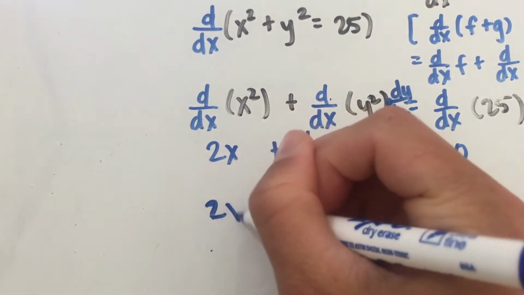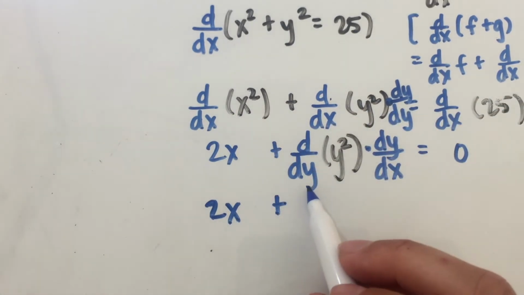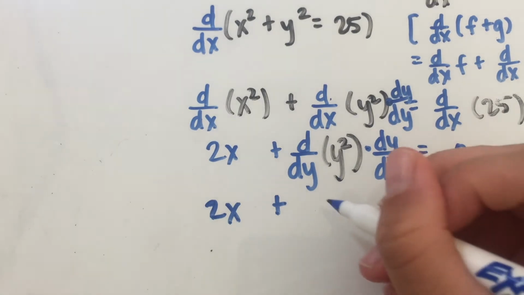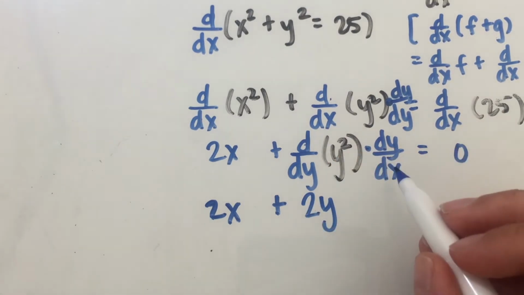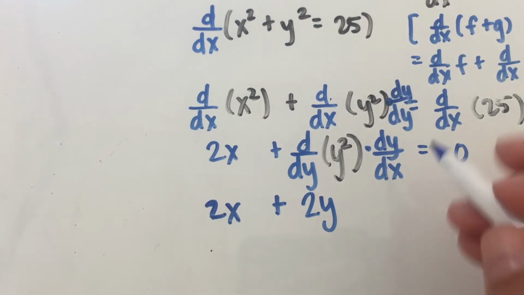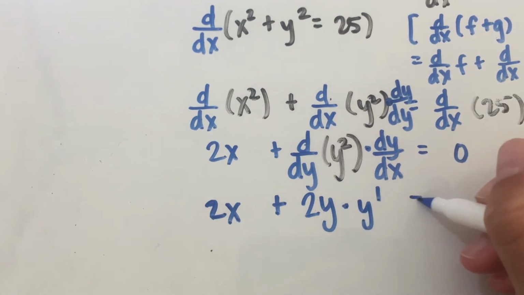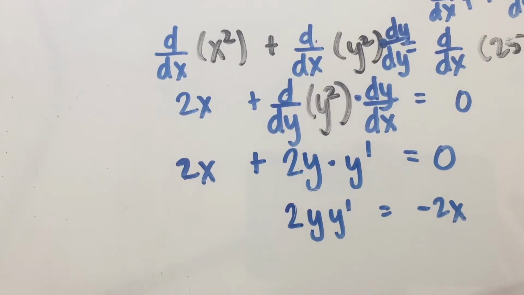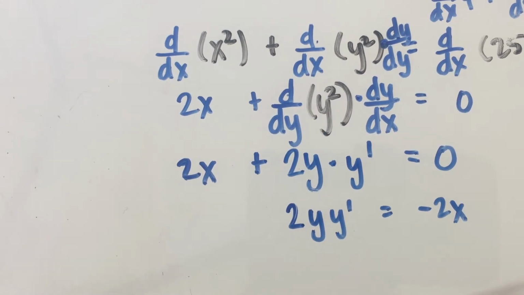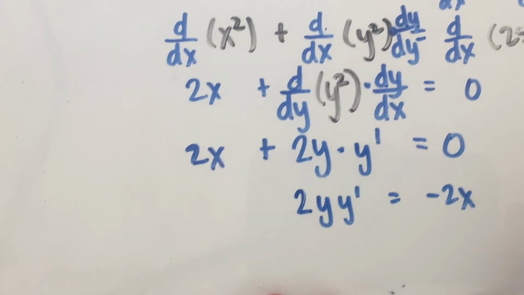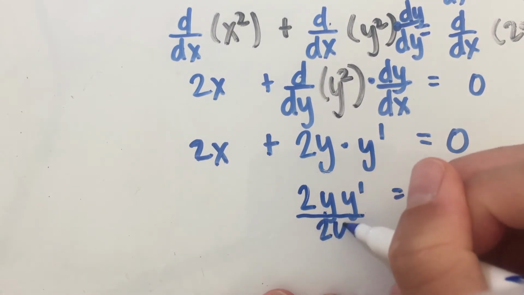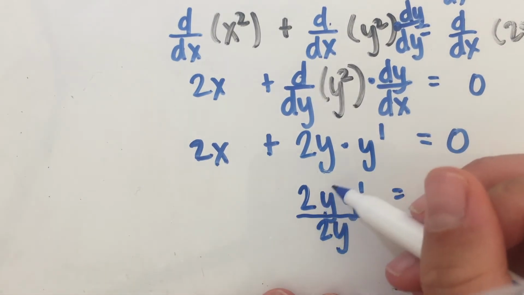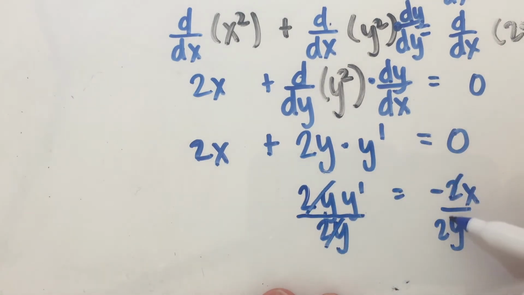Now we have the derivative with respect to y of y squared, so that will be 2y. And then we have dy over dx, which is just our y prime, equals 0. Now we're going to want to subtract 2x from each side, and we'll get 2y times y prime equals negative 2x. Then we'll divide 2y from each side to get y prime on its own. The 2y's will cancel, and the 2's will cancel on the right, and we're left with y prime equals negative x over y.